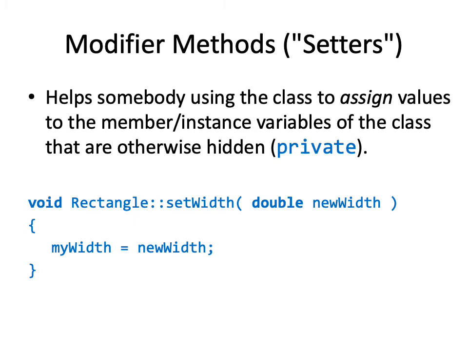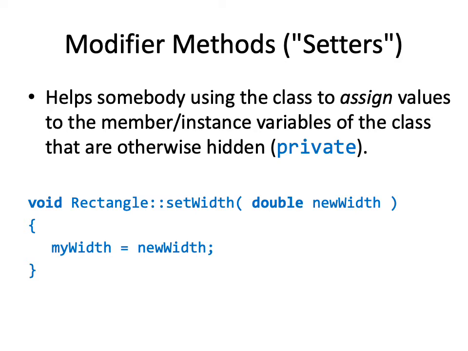So here's how I would code that method up later, after I've declared it outside of the class. I would say void Rectangle::, again saying this is part of the rectangle class, and then setWidth is the method name, and double newWidth is the new width of the rectangle. So I'm saying I want to change this rectangle's width to whatever this new value is. So I say myWidth equals newWidth.